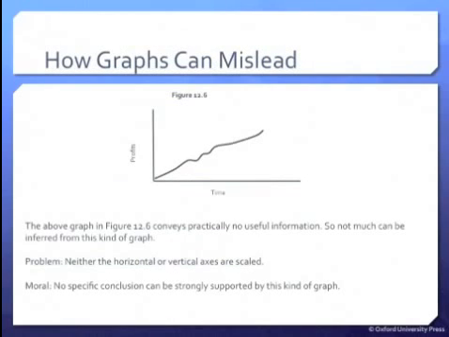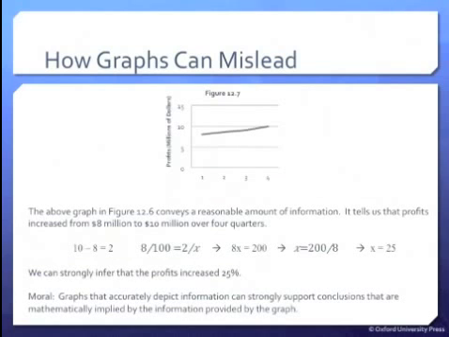As mentioned, one way that a graph can mislead is by failing to give a scale for the x-axis and the y-axis of the graph. Notice how the above graph in figure 12.6 conveys practically no useful information. This is because there is no scale provided on either the x-axis or the y-axis. Because of this, we do not know what the graph represents in terms of vertical or horizontal movement. So not much can be inferred from this kind of graph, and any conclusion drawn from such information will be weakly supported.